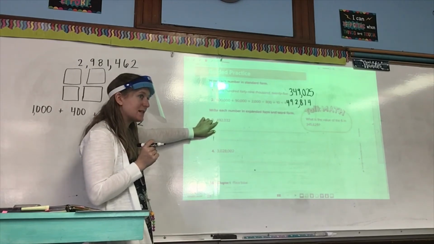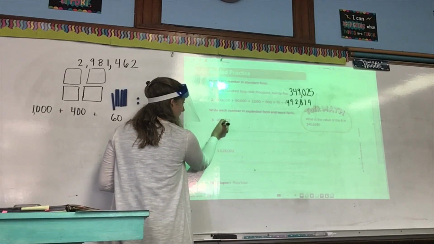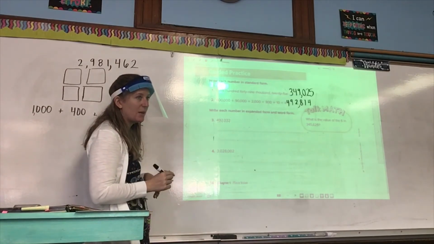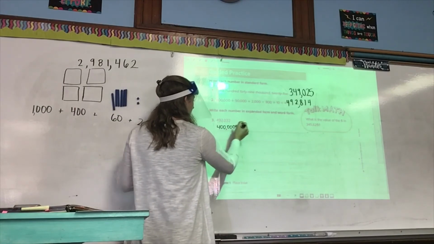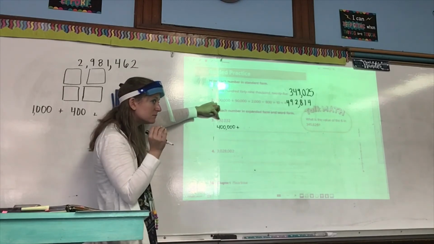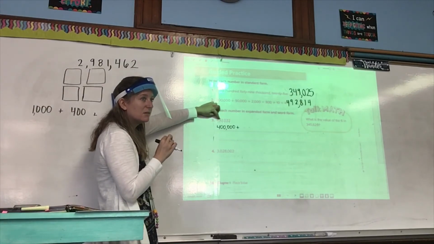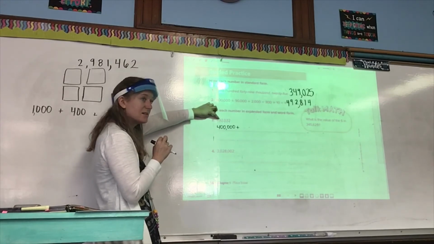Only 4,000? What place is it in? If you can't remember, start on the right. Ones, tens, hundreds, thousands, 10,000s. So 4 in the 100,000s place is worth how much? 400,000 plus, not 9,000. What place is this? You can start on the right and start naming places.